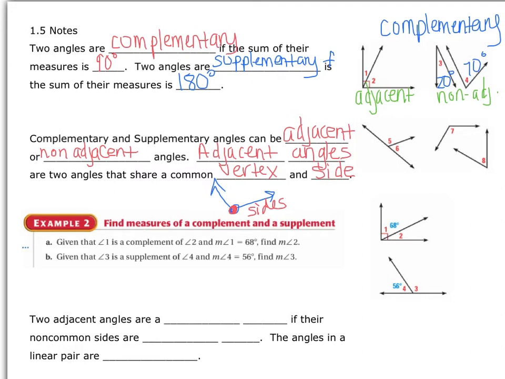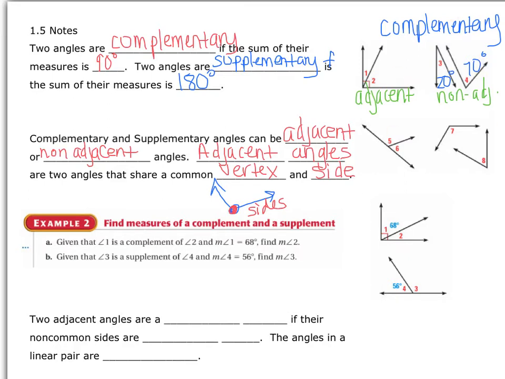So adjacent and non-adjacent angles, do you see in this first one, these are adjacent. They are sharing this side, and they're sharing that vertex right there. So sharing a side, sharing a vertex. Non-adjacent angles, they're not sharing a side. They're two separate ones. They're not touching. These can all also be considered complementary. So complementary angles do not have to be adjacent. They can be either or.